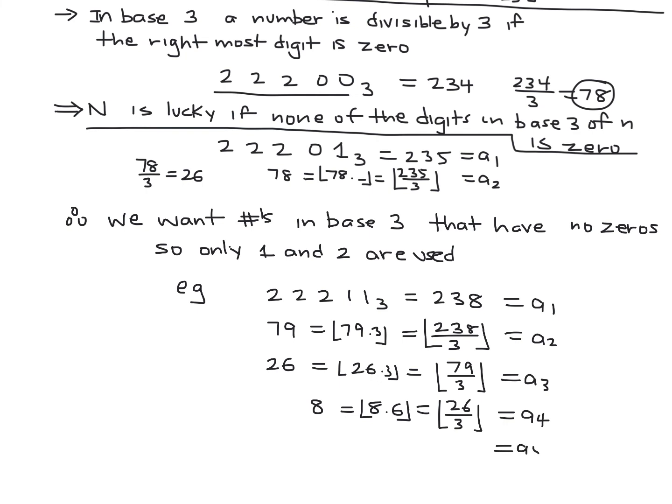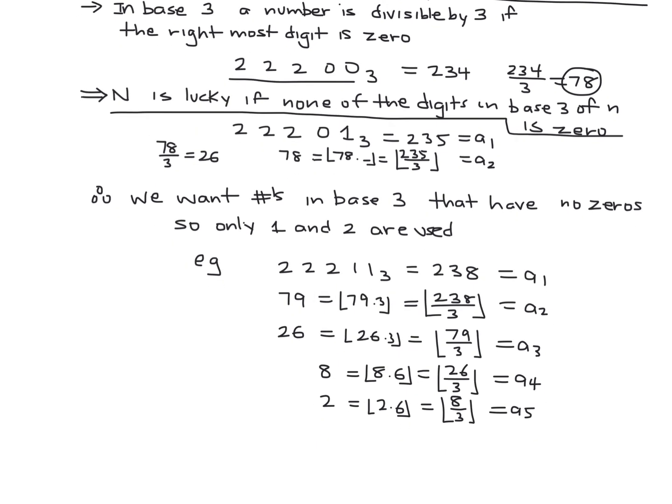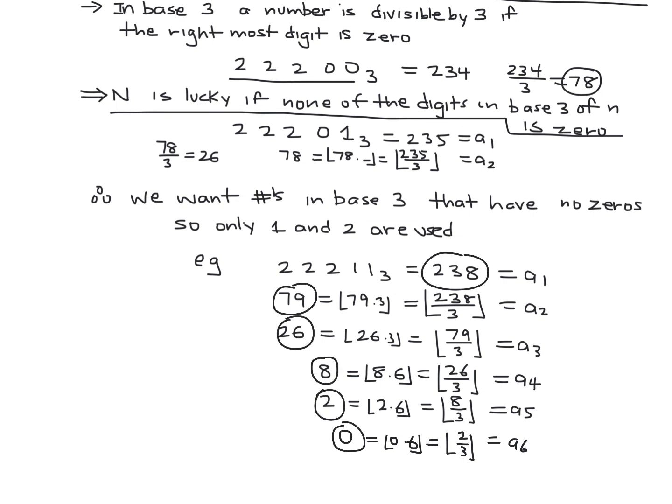which we can just do here. A5 is 8 divided by 3, which is what? 2 something, 2.6. So that's 2. And then I think one more, which would be A6, is 2 divided by 3, which is 0.6. And yeah, we got it down to 0. So our sequence was 238, 79, 26, 8, 2, and 0. And none of those are divisible by 3 except 0. And therefore, we conclude that 238 is lucky. All right, so I hope that example makes sense.